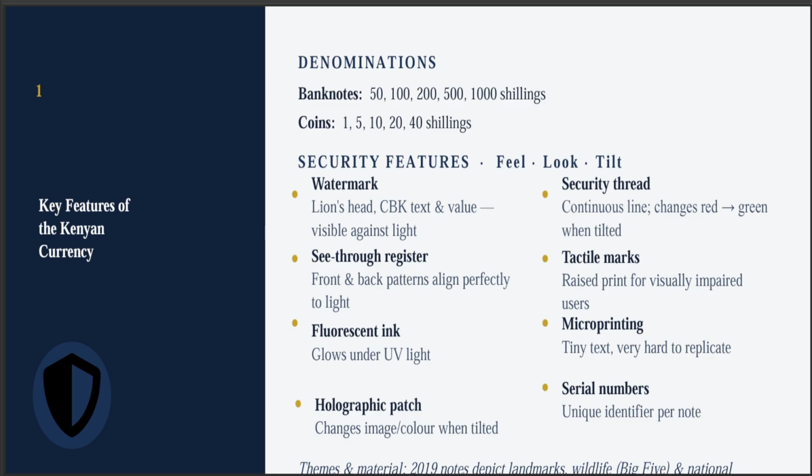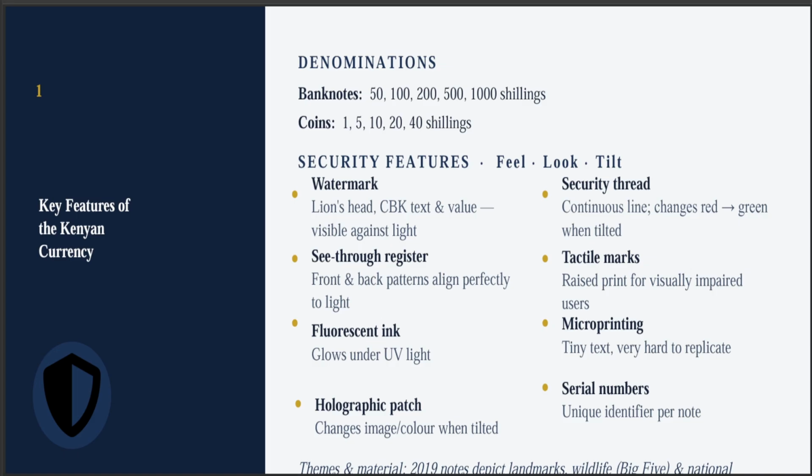It also has the CBK text and value, especially money that usually comes out from the banks. You will see the CBK text and value, which is usually visible against light. And we have the see-through register, where the front and the back patterns usually align perfectly against light. And then we have the fluorescent ink, which you won't see unless you put it under UV light, so it glows under UV light rays.